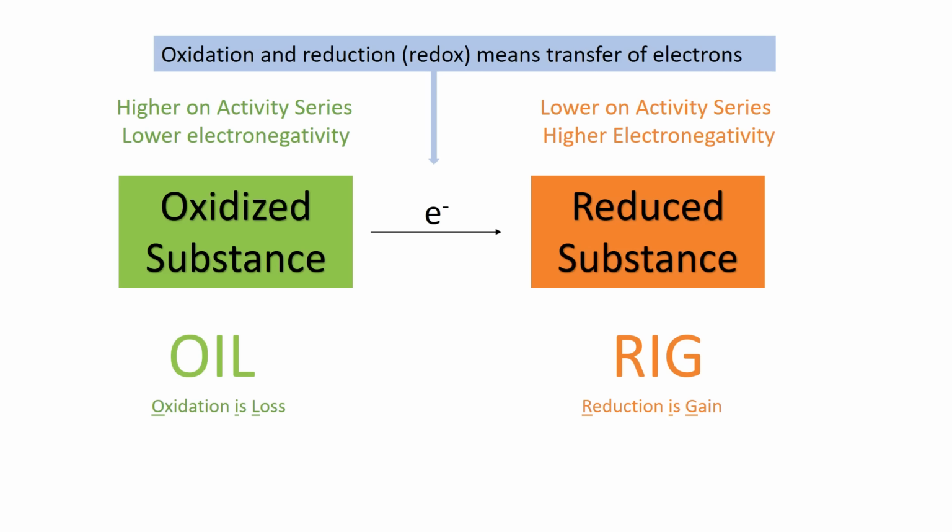Okay, so there's an acronym or a mnemonic that I would like you guys to remember, and that's OIL RIG. OIL stands for oxidation is loss, RIG, reduction is gain. All right, so there's a substance that gets oxidized, and there's a substance that gets reduced in redox reactions. The one that is oxidized loses electrons from the left to the right. The one that is reduced gains those electrons. All right, and we have to use our oxidation numbers to figure out what loses and what gains.